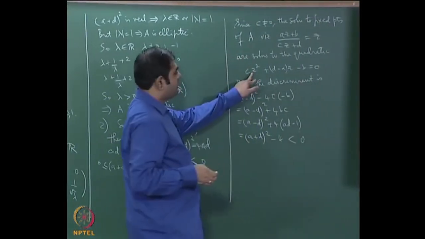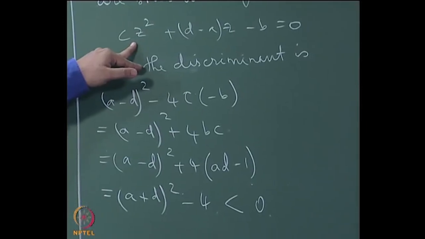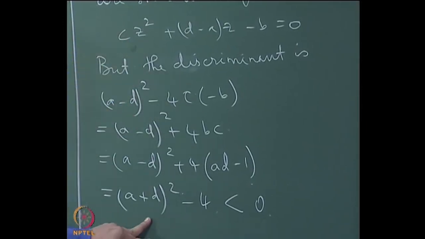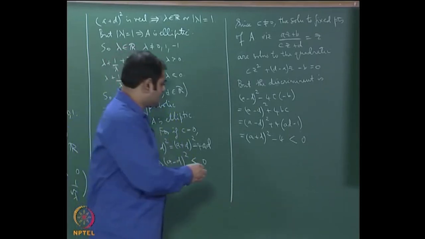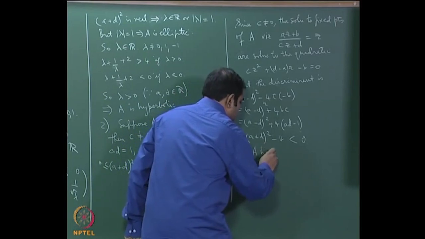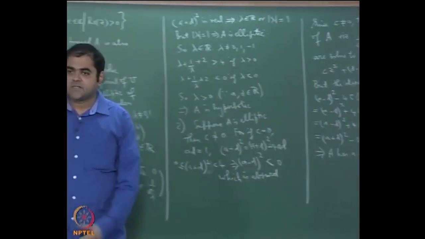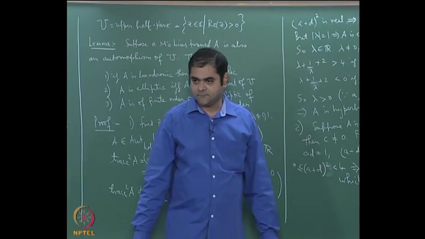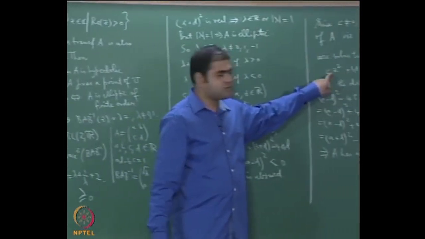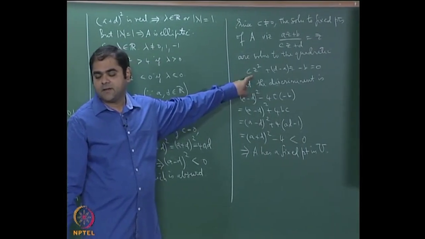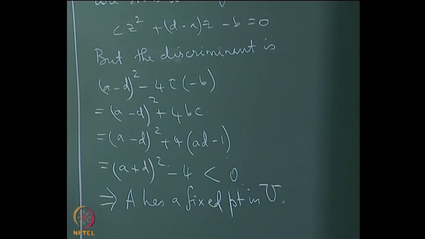So what is happening? The fixed points turn out to be the roots of a real quadratic equation with negative discriminant, therefore you have imaginary roots, and the two imaginary roots are conjugates. One of them has to lie in the upper half plane, the other in the lower half plane, namely its conjugate. Therefore you get a fixed point which belongs to U. So this implies A has a fixed point in U, and its conjugate will be the fixed point in the lower half plane. Those two fixed points will be roots of this real quadratic equation with negative discriminant. So we have proved that if A is elliptic then it fixes a point of U.